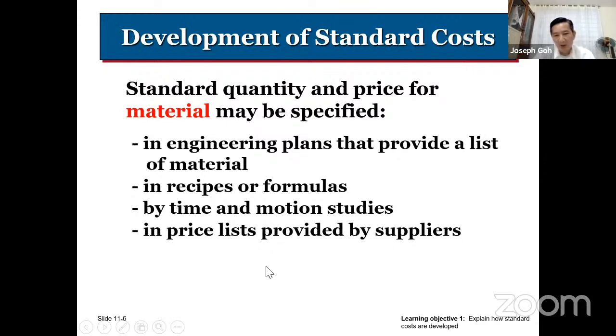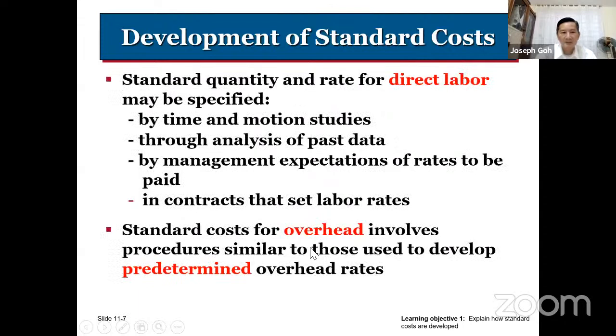So we always get all the pricing list from the supplier. That is the offer price for a particular raw material. Then from there we know what should be the right price to set the standard. Standard quantity and rate for direct labor may be specified. So really, we explained about the material. Now we come to the labor.